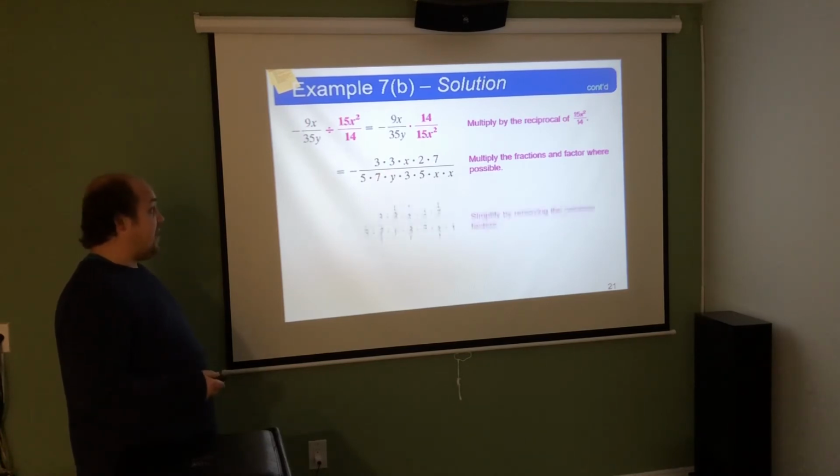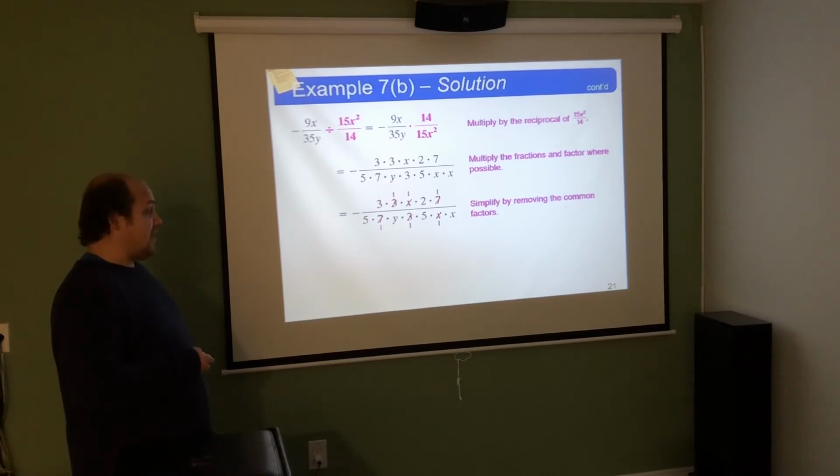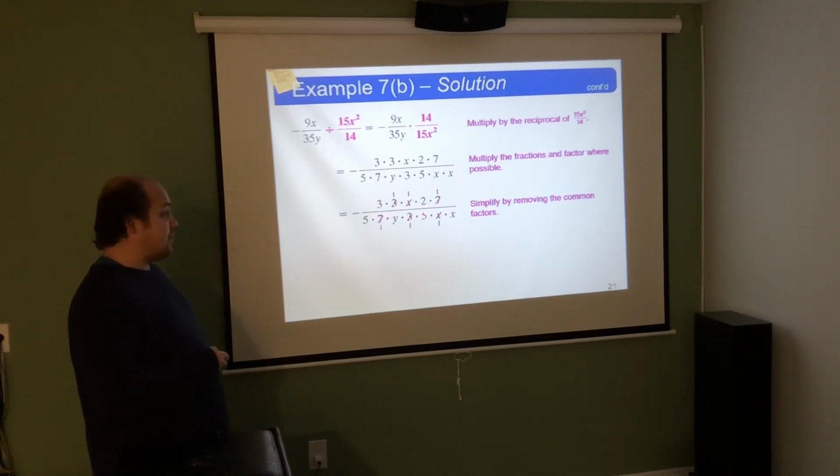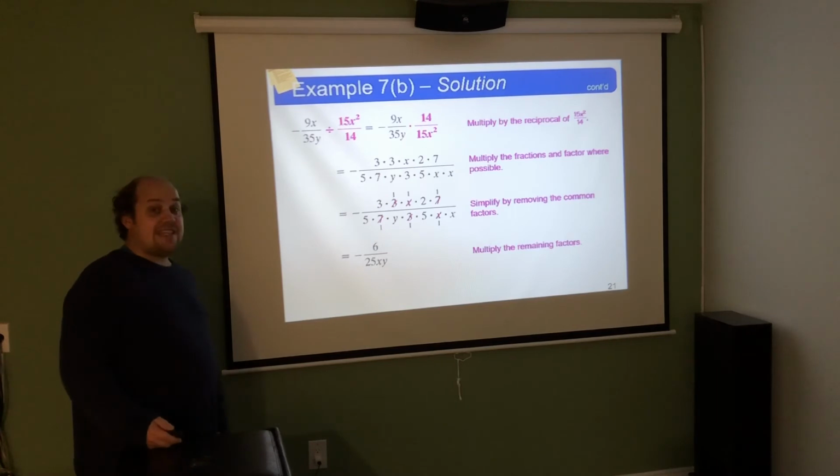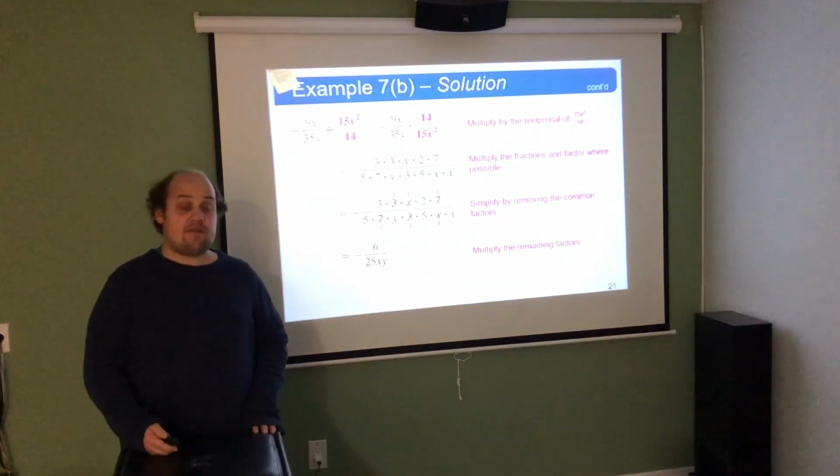What I'm then left with is on top a 3 and a 2. When I multiply, they give me 6. On bottom, a 5, a y, a 5, and an x. When I multiply, that gives me 25xy. So my final answer is negative 6 over 25xy.